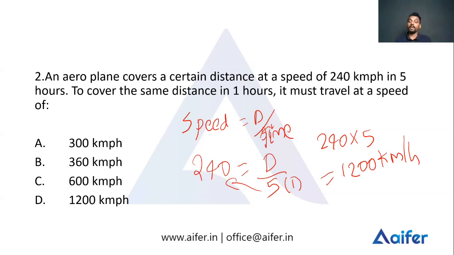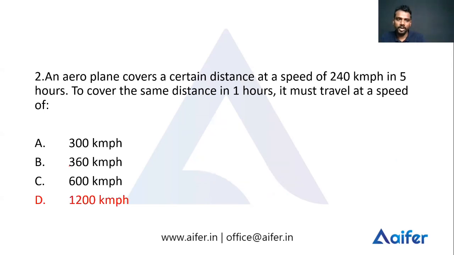So for an aeroplane which flies at a speed of 240 kilometer per hour for 5 hours, so as to cover that particular distance in 1 hour, it should fly at a speed of 240 into 5, that is 1200 kilometer per hour. So we have option D, 1200 kilometer per hour, as the correct answer. It is an easy one.